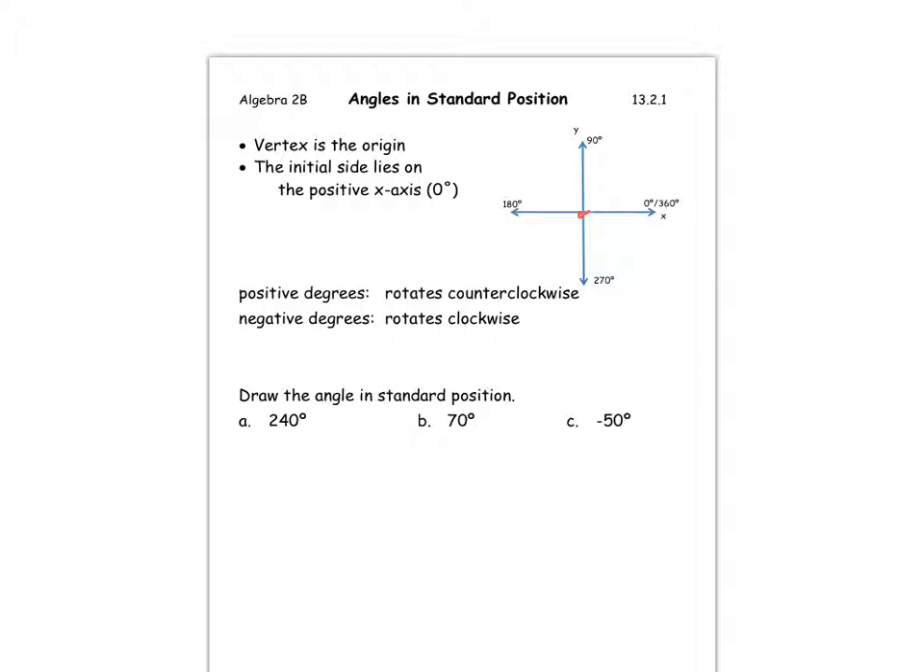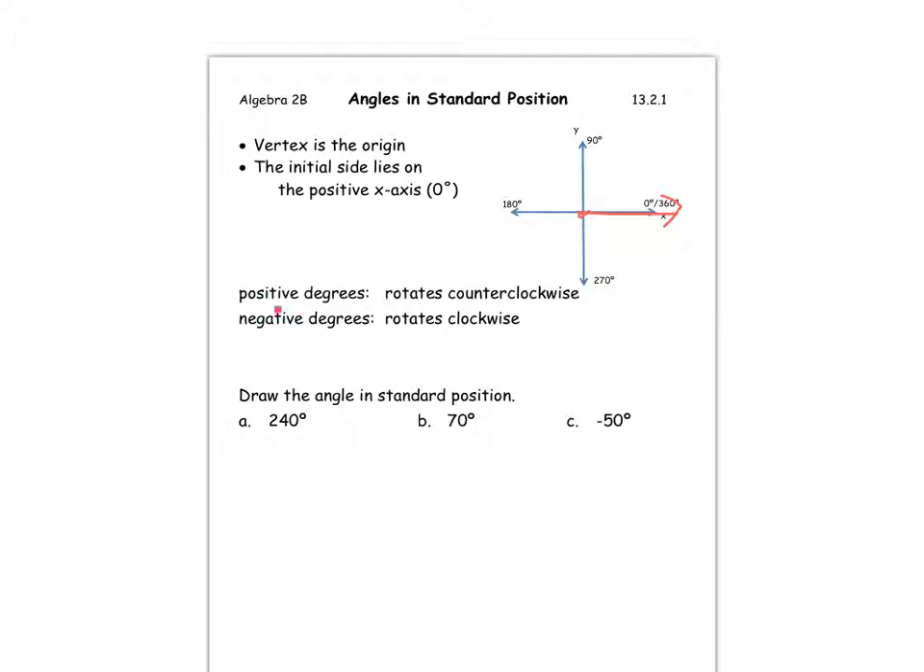And then draw the beginning of the angle along the positive side of the x-axis at 0 degrees. A positive amount of degrees, we're going to rotate around the axis counterclockwise. So straight up would be 90 degrees. Over here to the side would be 180. Down here at the bottom would be 270. And completing the circle would be 360 degrees, because we all know there's 360 degrees in a circle.